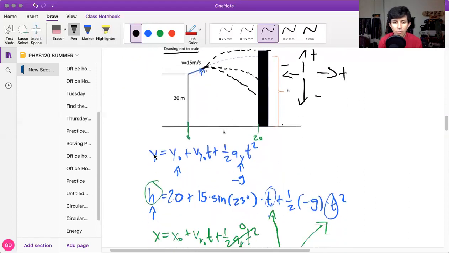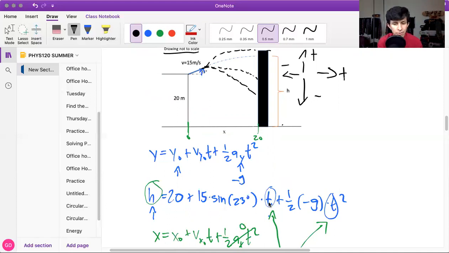So we replace everything. Our y is equal to h, because that's the final height we're trying to find. Our initial y is, you're in top 20 meters, so that's what you would put. For v_y, you wouldn't put the 15 meters. You would need to put the component in the y-axis, which is just the magnitude times the trig function. The y is opposite of the angle, so that's why it's sine of 23.